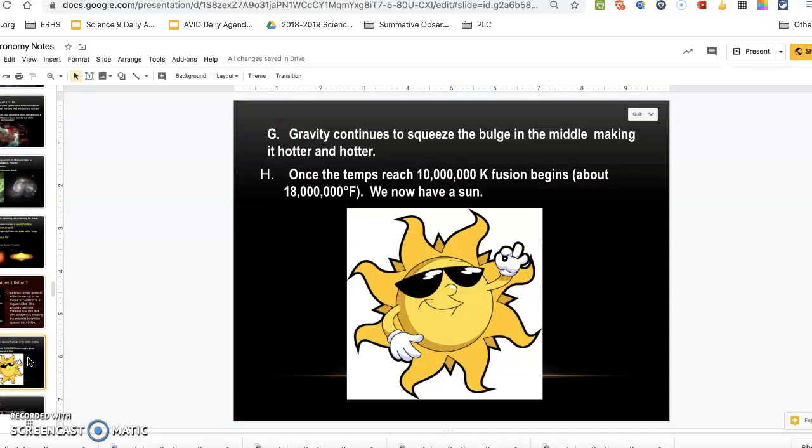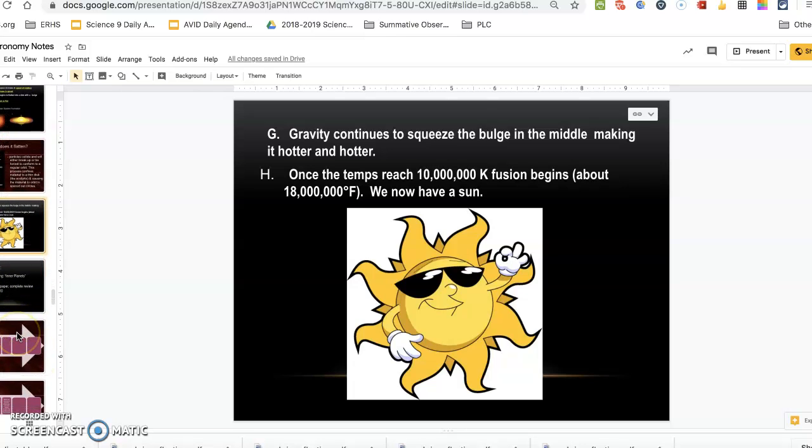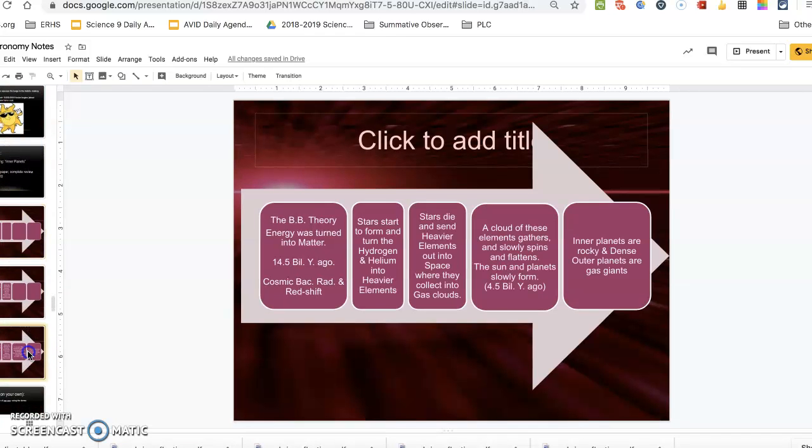Gravity continues to squeeze the bulge in the middle, making it hotter and hotter, and eventually we'll reach that critical temperature of 10 million Kelvin. That's when fusion begins, and we have a star that's born. In our case, we have our sun. This is kind of a nice slide here that goes through that chain of events.